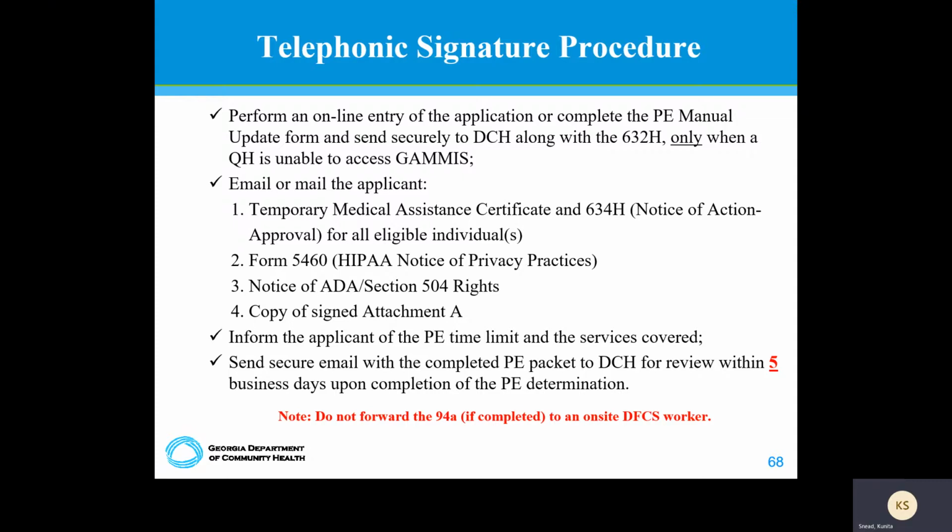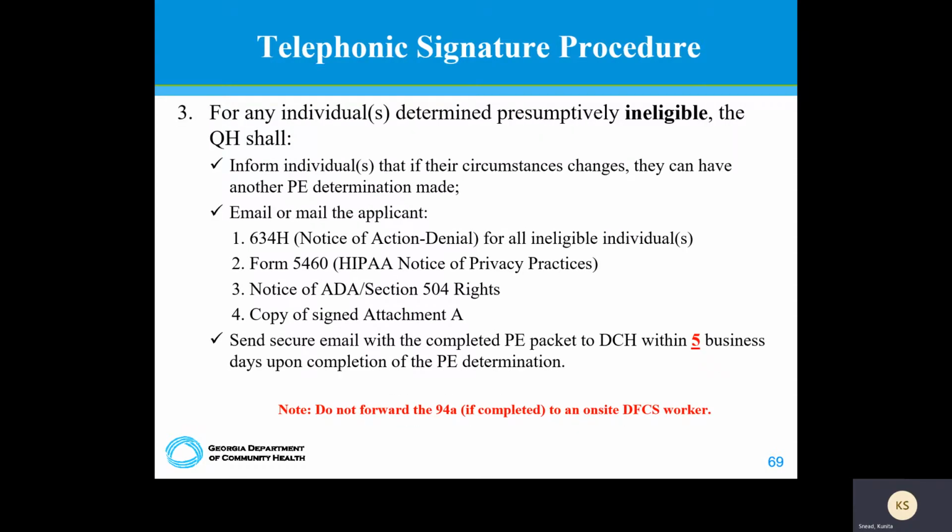Inform them of the PE period and what services are covered, and then within 5 business days, you're going to be sending your PE packet to DCH. If the individual is ineligible, again, remind them if their circumstances change, they can come back and reapply.